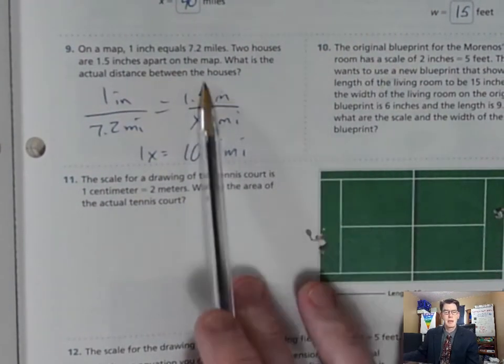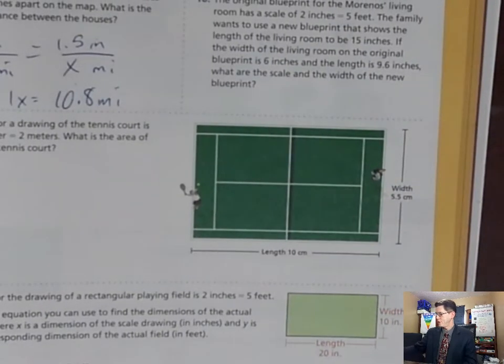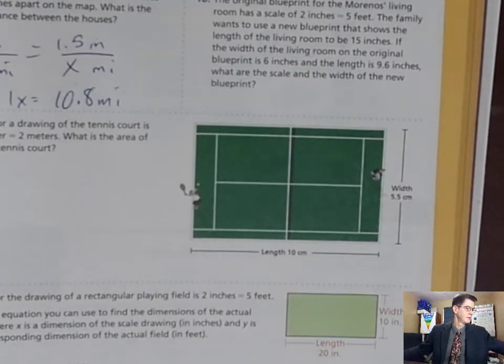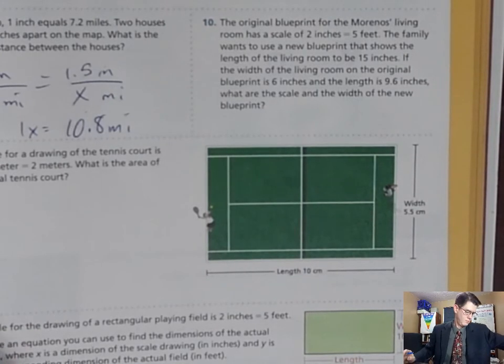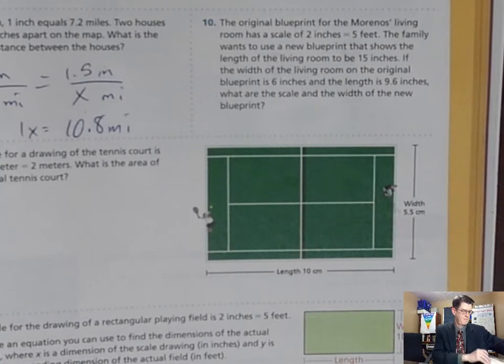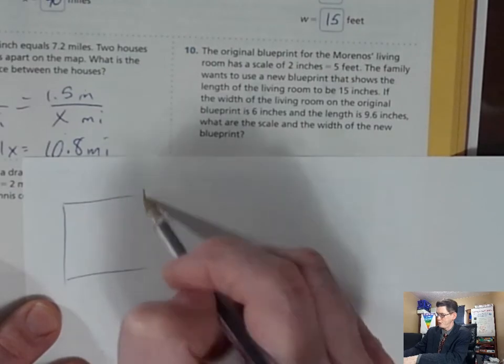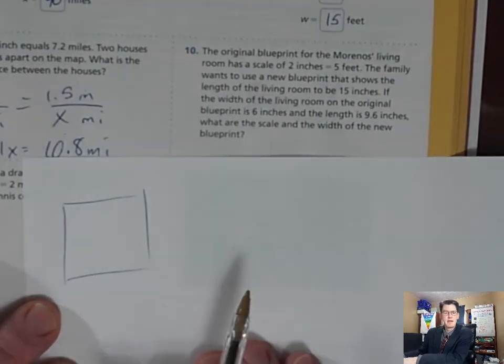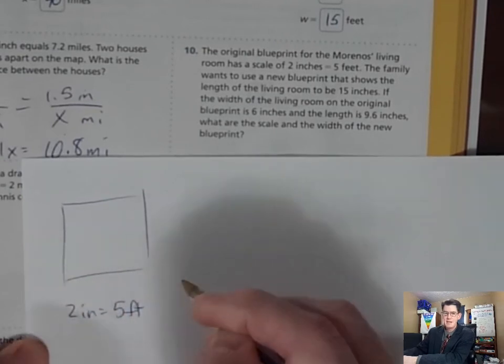So on every one of these, you're setting up this proportion and working it through. Number 10. Here's where they get you. Take a look at that. And I need a bigger piece of paper. So on this, the original blueprint has a scale of 2 inches to 5 feet. So 2 inches equals 5 feet.